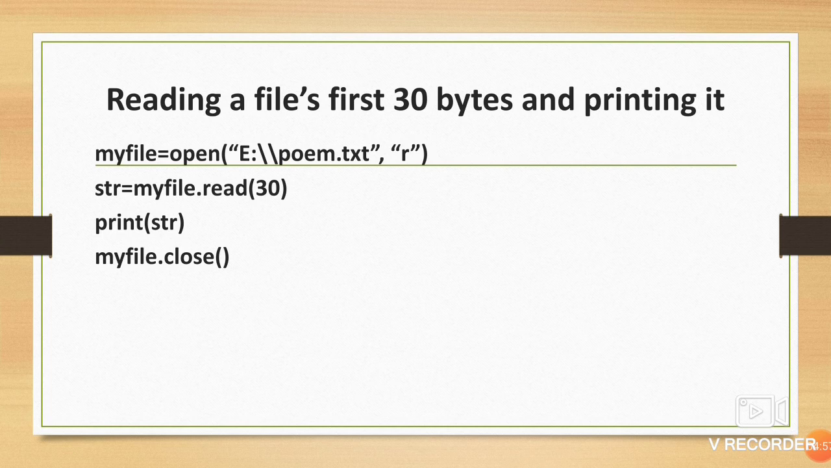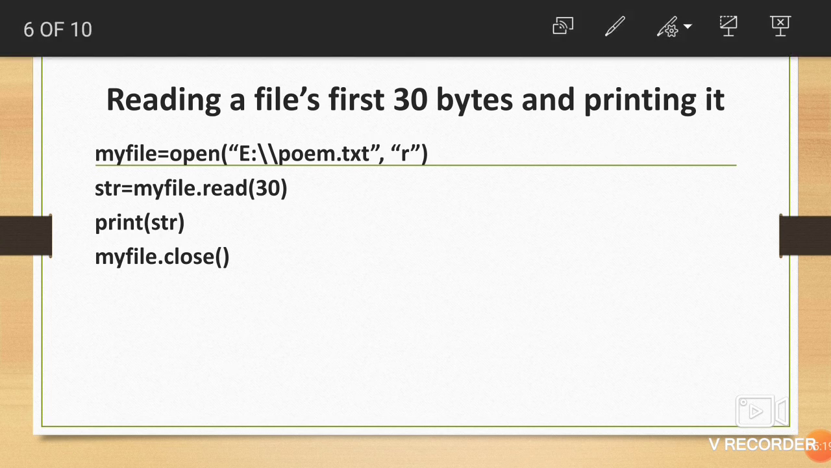Closing the file means what? You are breaking the link between the file object and the text file which is stored on the disk. What are you doing with the close method? You are breaking the link between the file object and the text file. Okay, so now the file object is created. My file is the file object. This file object is created by using the open method.